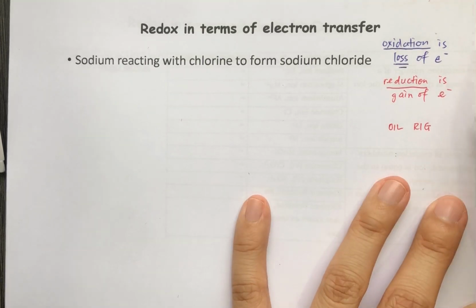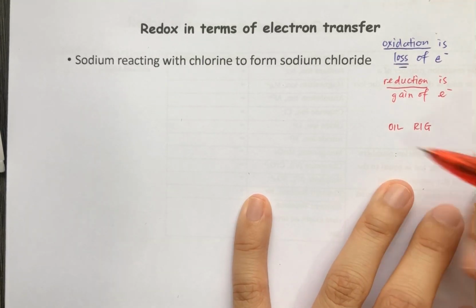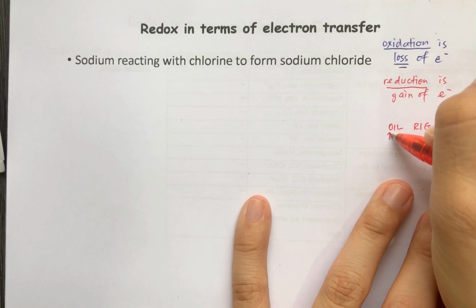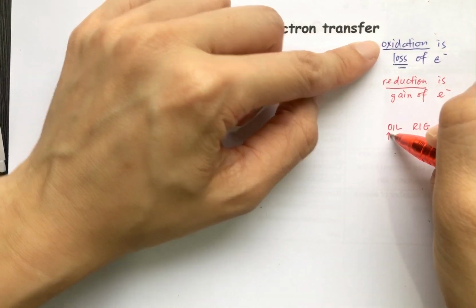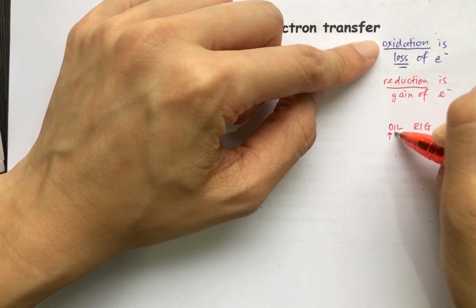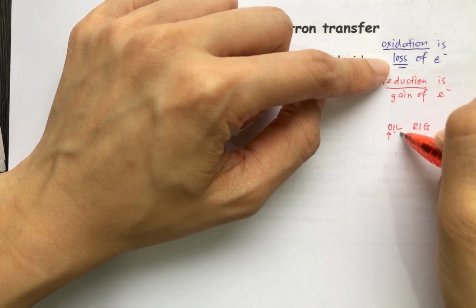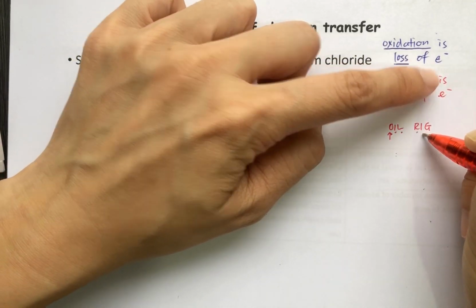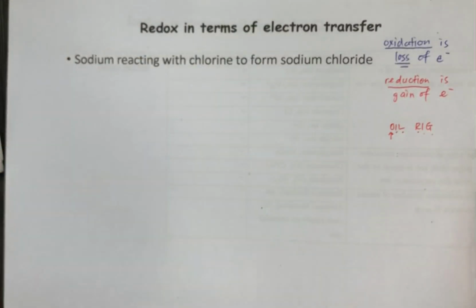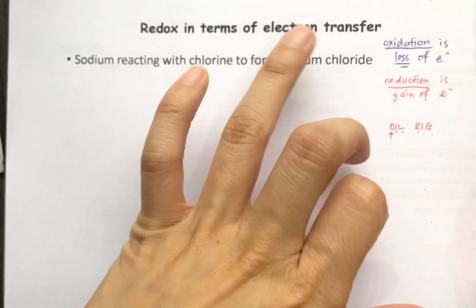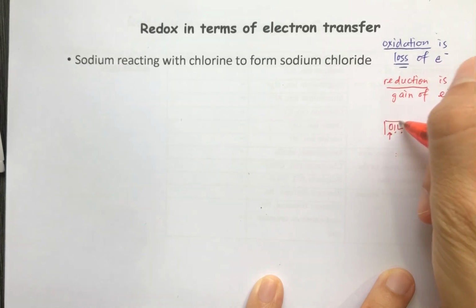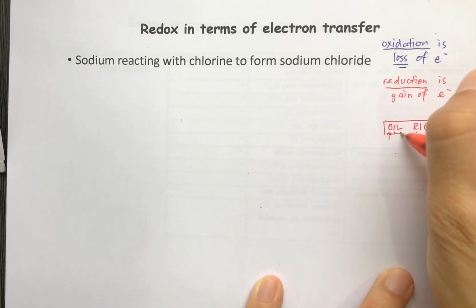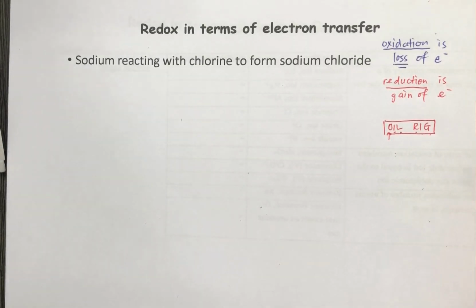Okay, so when it comes to electron, oxidation is loss of electron. Reduction is gain of electron. So when you relate redox and electron transfer, you can memorize OIL RIG. Okay, oxidation is loss of electron, reduction is gain of electron.